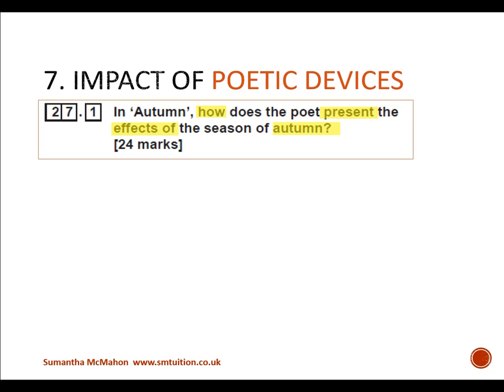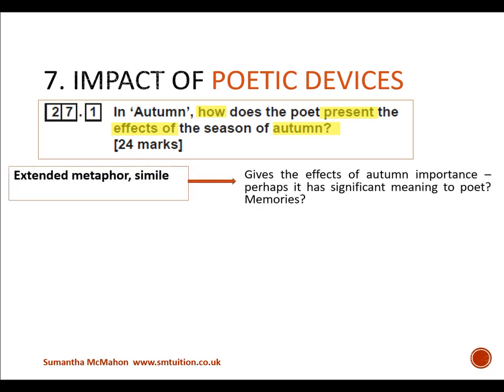Since there are no marks for simply identifying writers' methods, we need to now look at what impact they have. Earlier, I identified the simile, where autumn is compared to an experienced robber. With that in mind, I also mentioned that the robber could be an extended metaphor. When looking at the impact, we could say that it gives the effects of autumn significant importance. Maybe it's because the season has significant meaning to the poet. Perhaps it conjures memories. If this is the case, we can infer that these memories are negative.